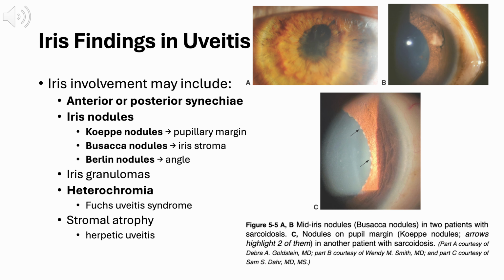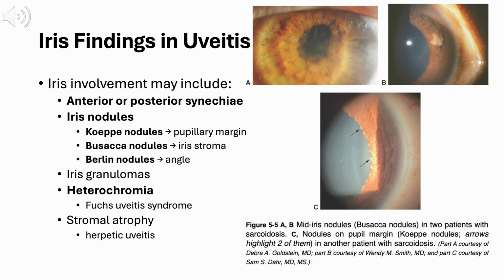The iris can be a diagnostic map if you read it carefully. Findings include anterior and posterior synechia and several named nodules defined by location: Cope nodules at the pupillary margin, Busacca nodules in the iris stroma, and Berlin nodules in the angle. You may also see frank iris granulomas.